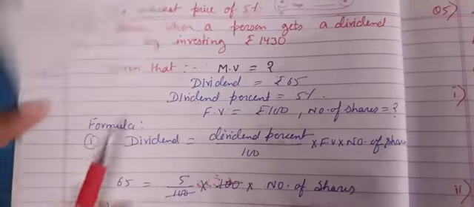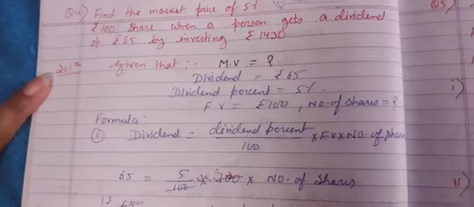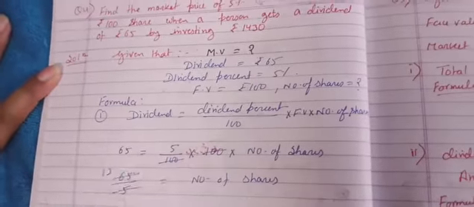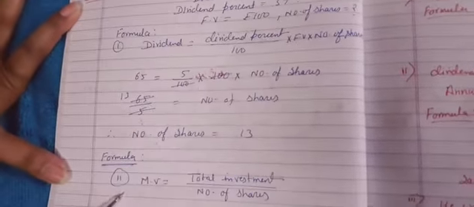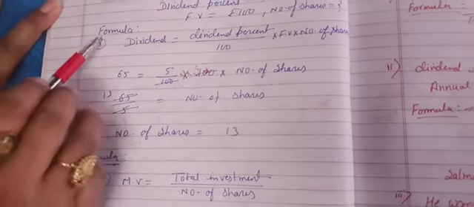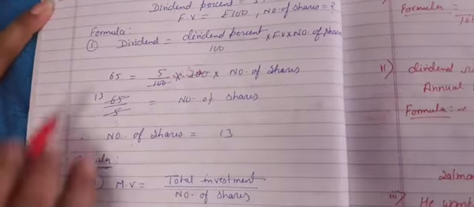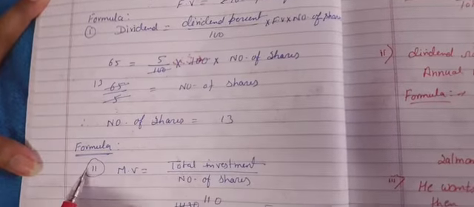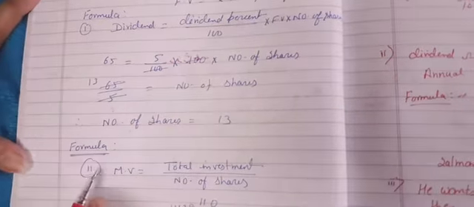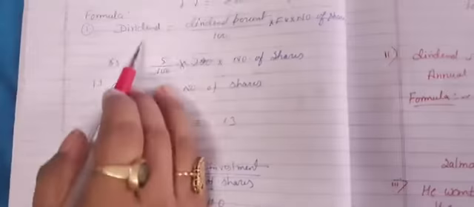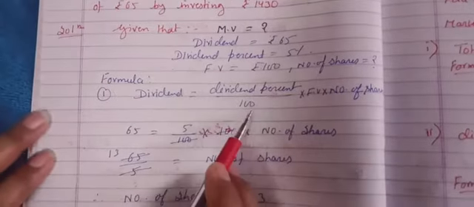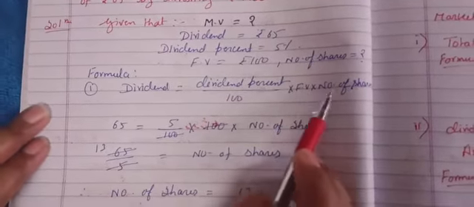So again we are using this formula. First formula is this one, second is this one. It is not compulsory that you will write formula 1, formula 2. It is just for explanation, so that you make clear that we have used again the same formula. Dividend is equals to dividend percent upon 100 into face value into number of shares.